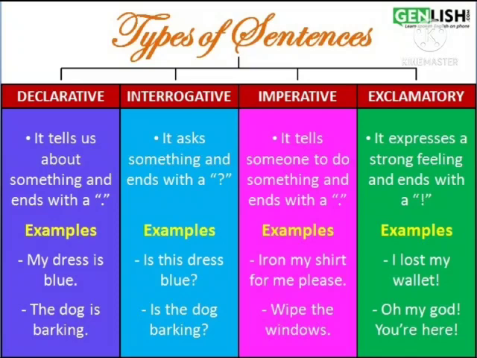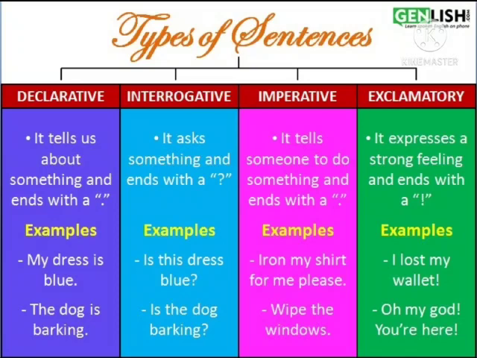For example, is this dress blue? Here this sentence is asking a question about the dress and it ends with the question mark. Is the dog barking? It also ends with the question mark and it's asking a question. So question based sentences are called interrogative sentences. Clear?